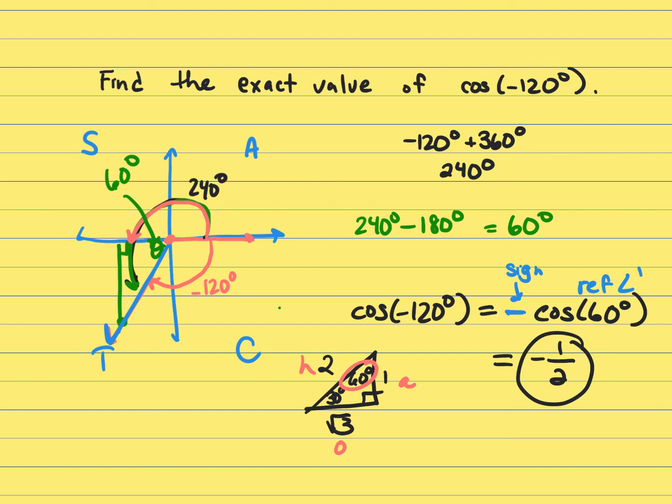So quite a few steps to get through. We had to find an angle that's between 0 and 360. We had to find its reference angle by finding a little angle that would fit in the triangle. Then based on our quadrant, we can find our sign, and then using our reference angle, we could find the exact value. So the cosine of negative 120 is simply going to be negative 1/2.